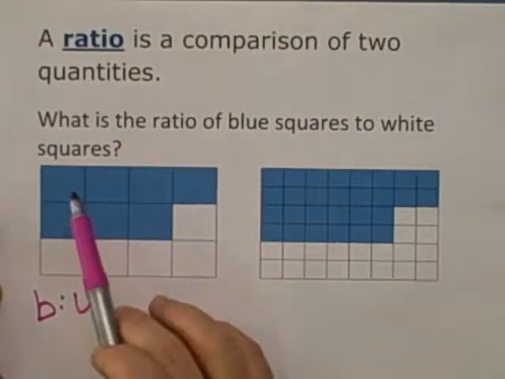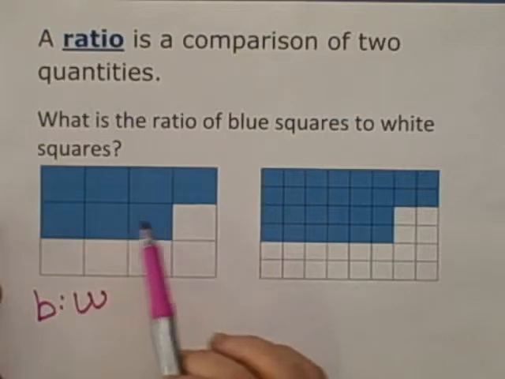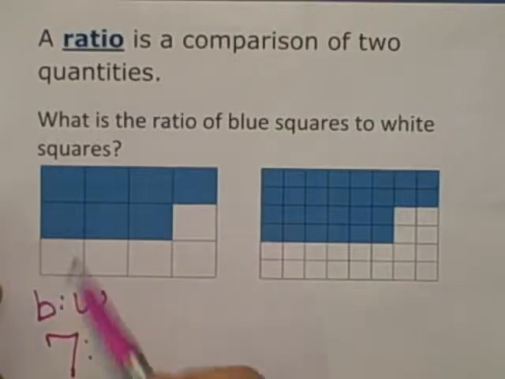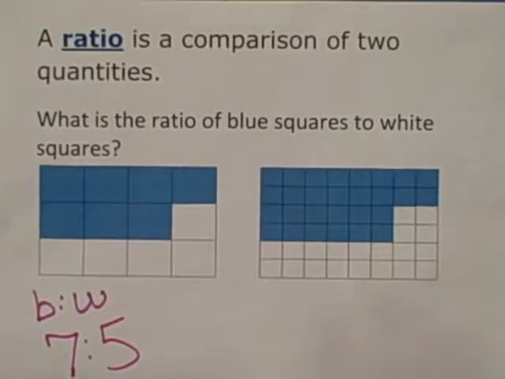So we'll start by counting the blue. 1, 2, 3, 4, 5, 6, 7. There are 7 blue, and we compare that to 1, 2, 3, 4, 5 white. So the ratio of blue to white would be 7 to 5. And we write it with these two dots here that identify 7 to 5.